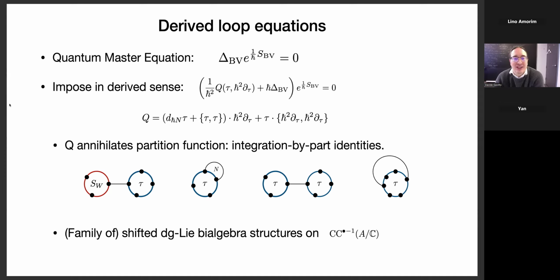Yes, I mean, I wrote it in an exponential form. If you want to, you can expand it out. But in practice, you literally have e to the s, and you're acting with the BV Laplacian. The BV Laplacian takes two symbols and removes them.